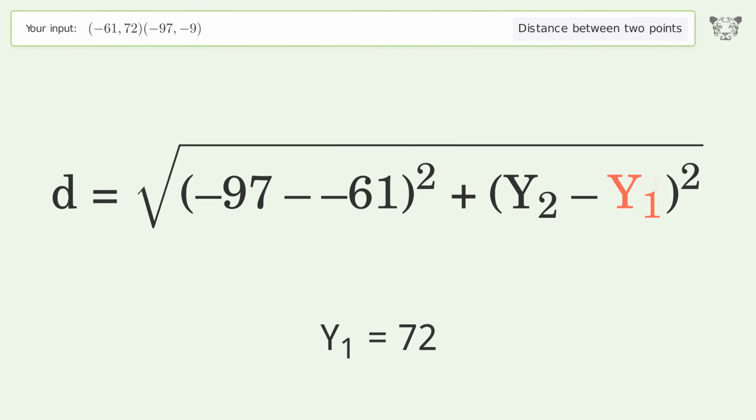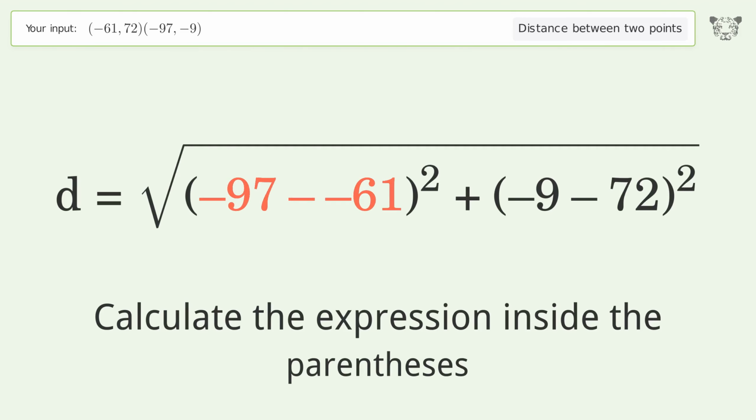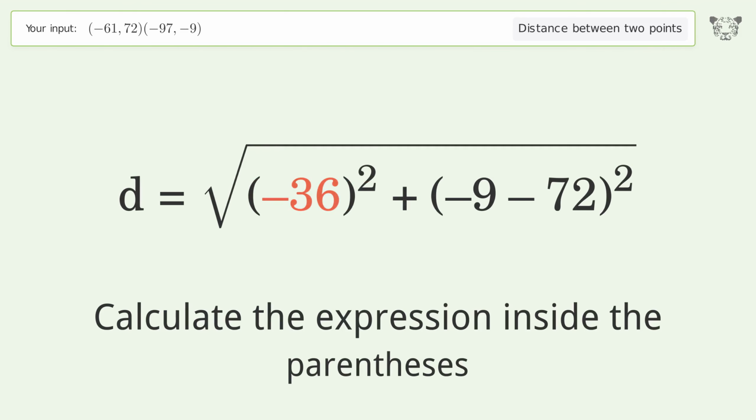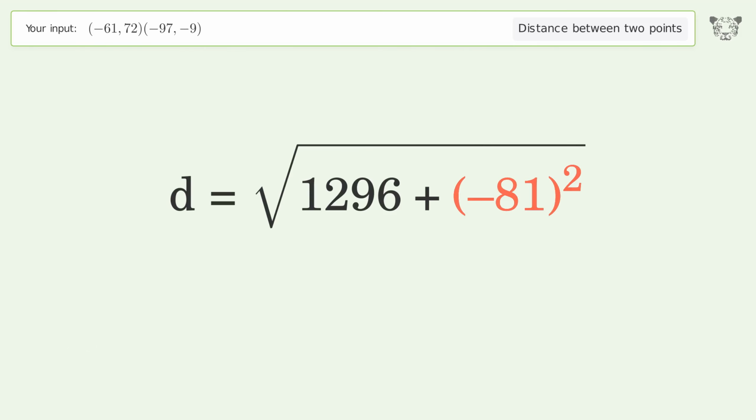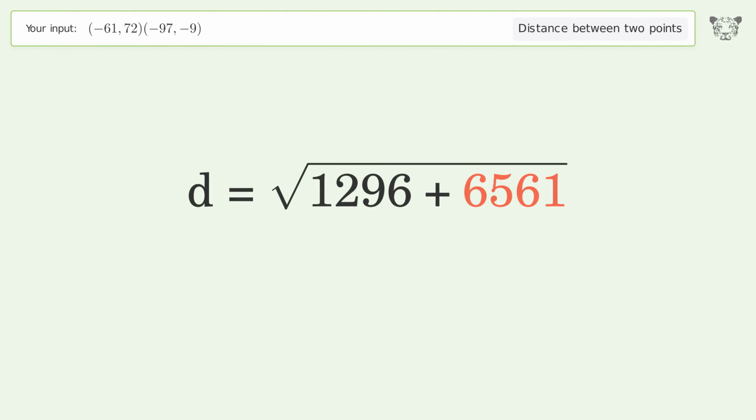Calculate the expression inside the parentheses. Simplify numbers raised to exponents. Simplify the arithmetic. And so the distance between the 2 points is the square root of 7,857, or 88.64.